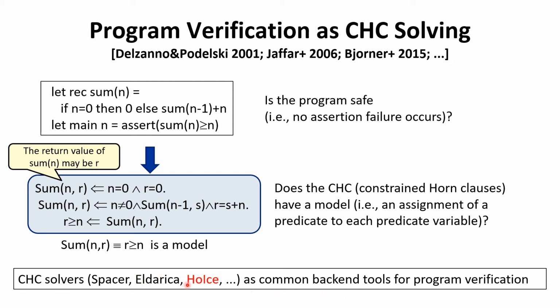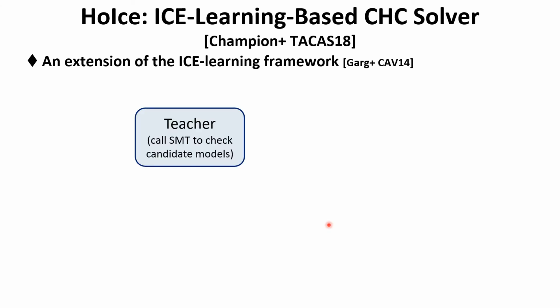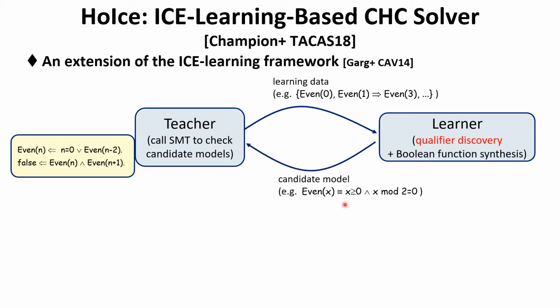And here we use our NeuGus framework to improve one of the CHC solvers called HOIS. HOIS is an extension of the ICE-learning framework where the teacher and learner collaborate together to find a model for a given CHC. Okay? So the teacher provides learning data to the learner, and the learner uses them to guess a candidate model. And then the teacher checks whether the candidate model is valid or not, and if it is invalid, it provides another learning data, and we repeat this cycle.